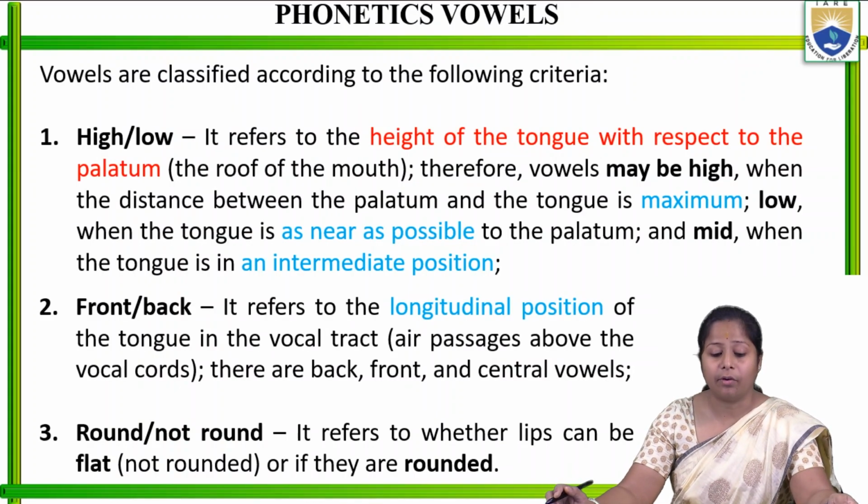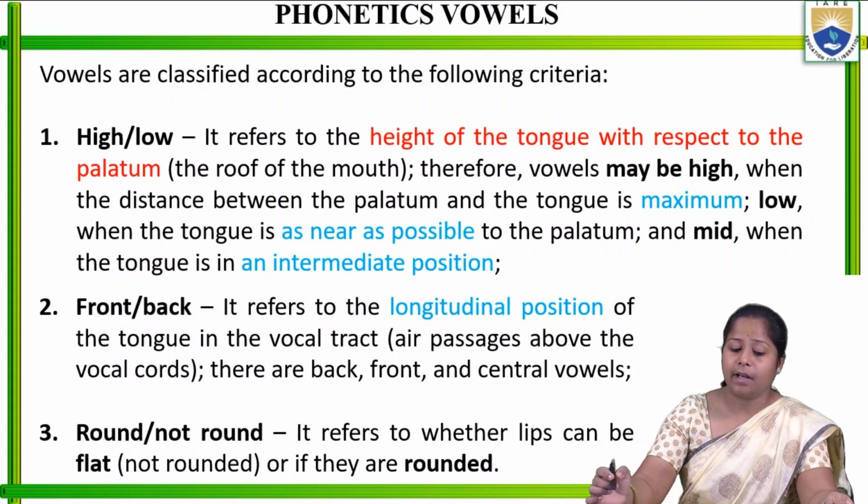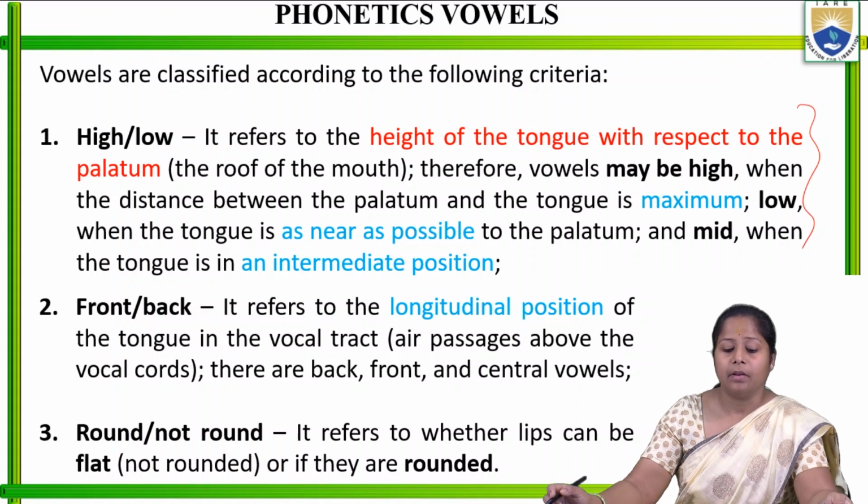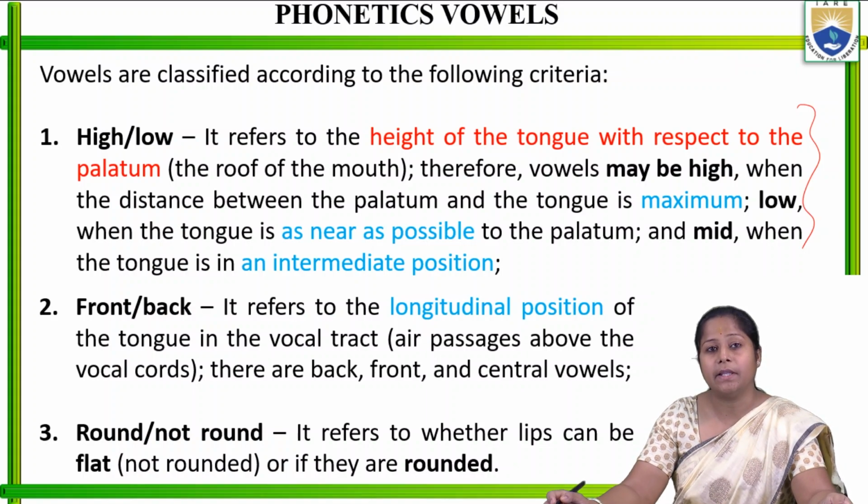So what is phonetics of vowels? Vowels are classified according to the following criteria: high and low, front and back, and rounded and not rounded. Let's see what high and low are. It refers to the height of the tongue with respect to the palate, the roof of the mouth. Just opposite to the tongue, there is a part called the palatum.